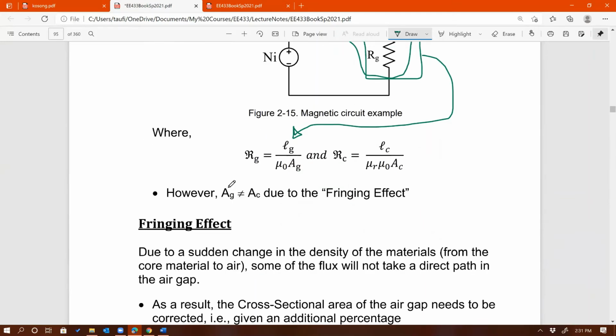However, that's one thing: mu naught versus mu r mu naught. Another thing is that the area of the gap is going to be different from the area of the core, due to the fringing effect right here.